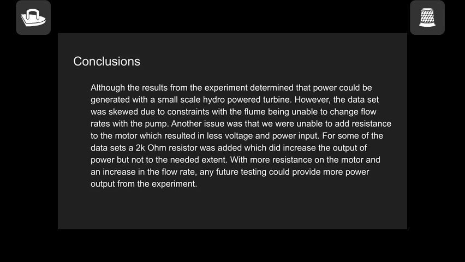In conclusion, with a little more resistance to the motor and a much more active stream, small-scale power generation with a small turbine will prove successful.